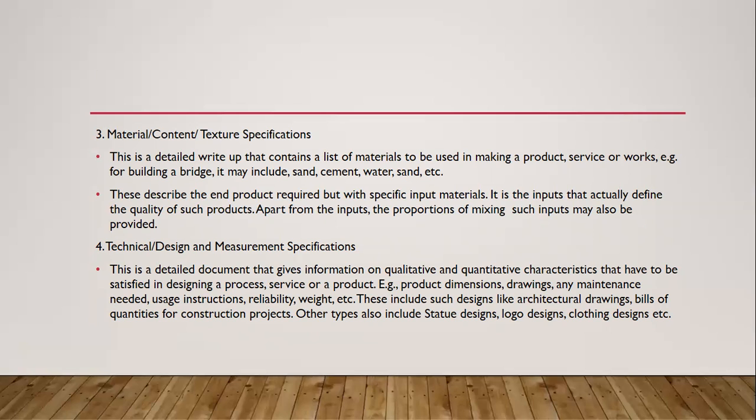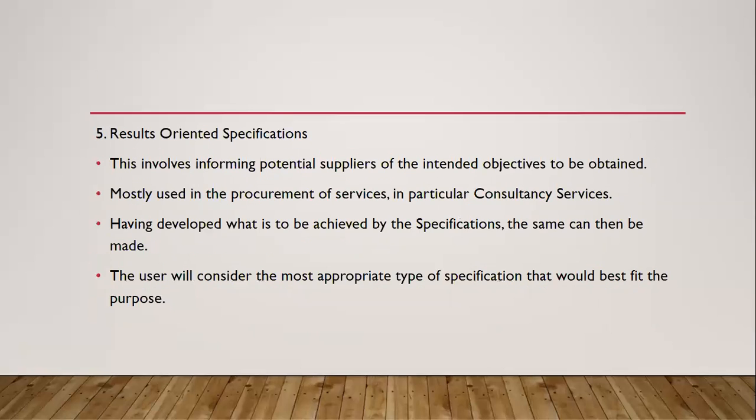The other one is technical or design or measurement specification. Under this, it gives detailed information about the qualitative and quantitative characteristics. Basically, it is used when you're coming up with technical products where you need to ascertain the weight, and you need to ascertain the usage and the instructions that are very critical when you are designing a house or when you're designing a particular road. Then the other category is result-oriented specification.